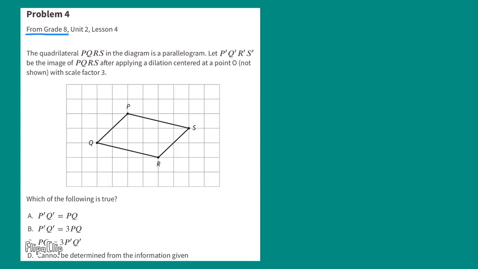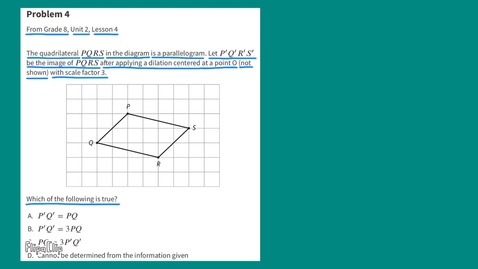Problem number four, from eighth grade, unit two, lesson four. The quadrilateral PQRS in the diagram is a parallelogram. Let P prime, Q prime, R prime, and S prime be the image of PQRS after applying a dilation centered at a point O, not shown, with scale factor 3. Which of the following is true? I think it sounds more confusing than it really is. There's a few things that are important to note.